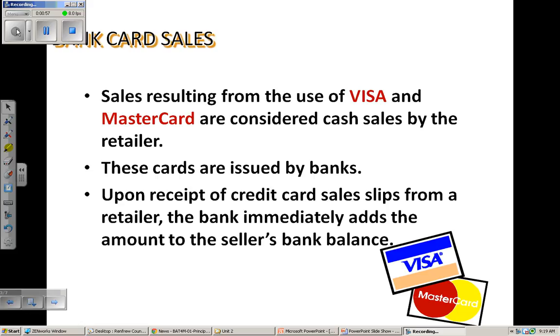The reason this is so is because as soon as the retailer gets approval for that sale, the money is guaranteed from the bank. They will pay whether the customer who owns that Visa or MasterCard pays or not. These cards are issued by banks, and so they immediately debit the bank with a sale like that.